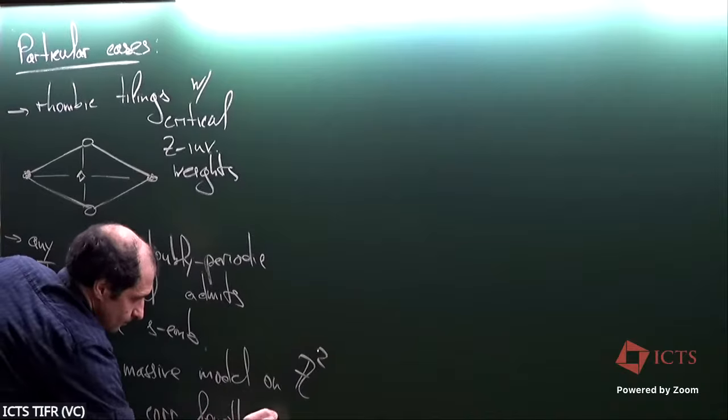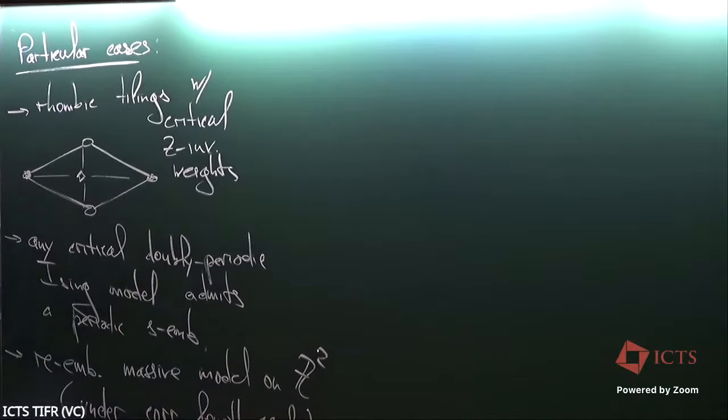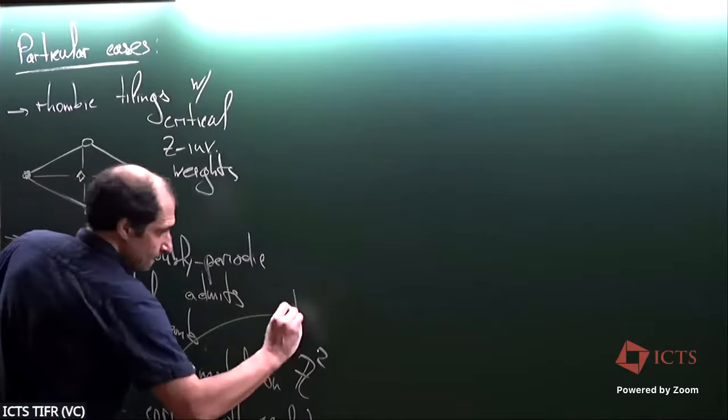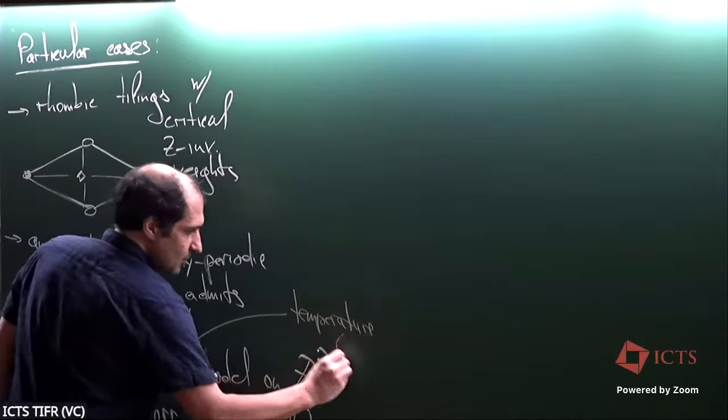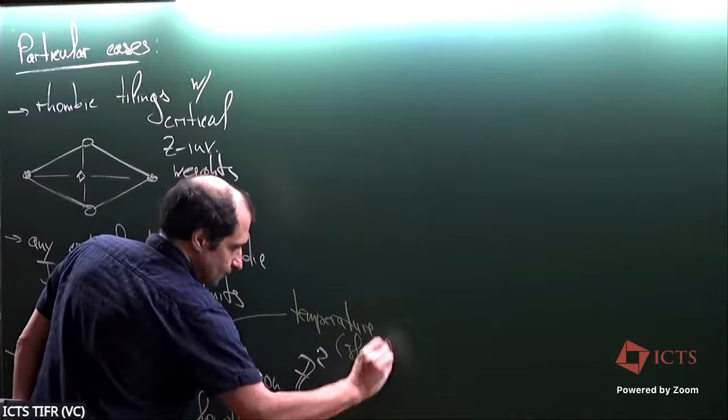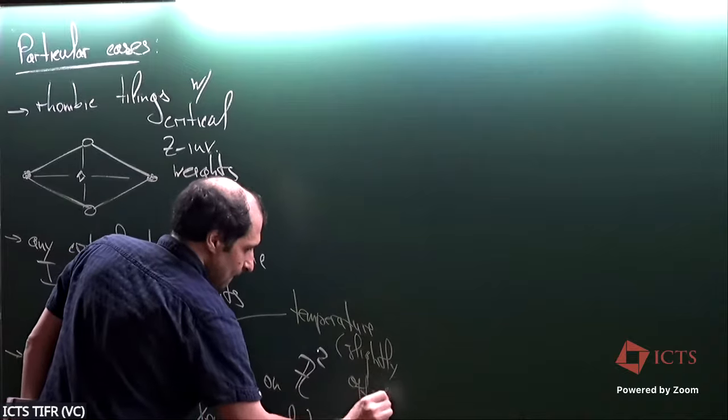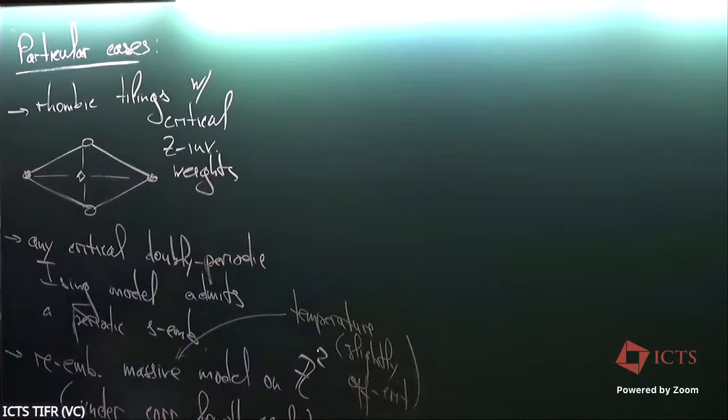Just to check, when you say massive model, you mean when you have an external field? No, there is no external field. Okay, sorry. No, there is no external field. So this is massive in terms of temperature. So this means that I'm slightly off critical. Oh, that's temperature perturbation.